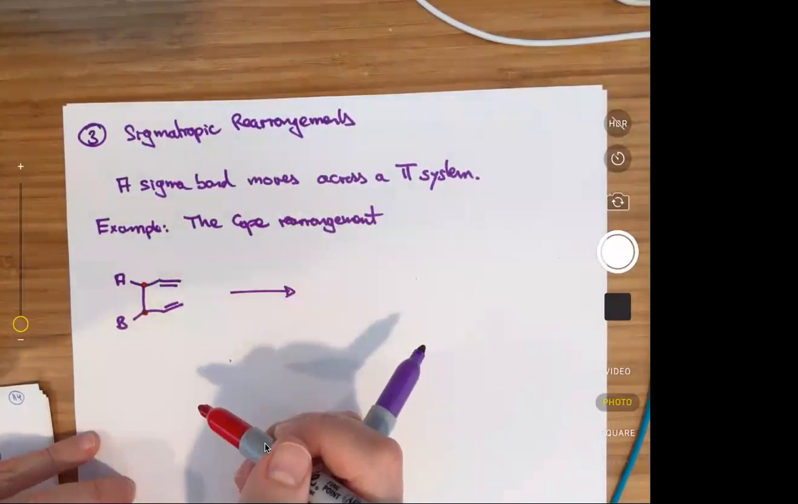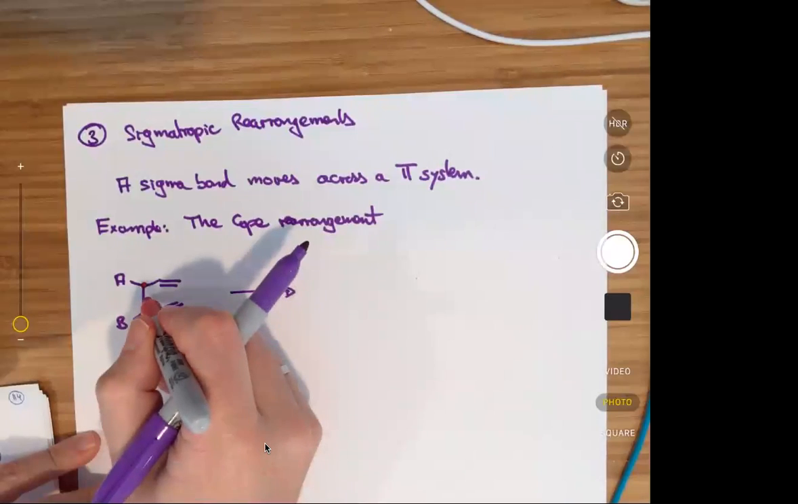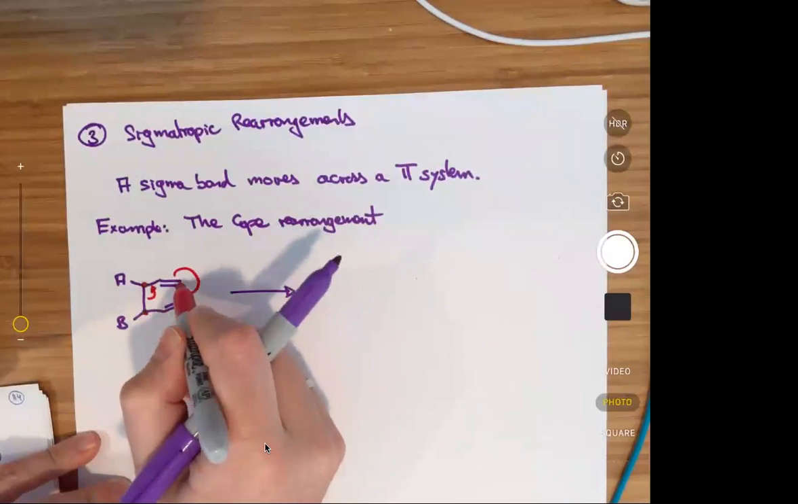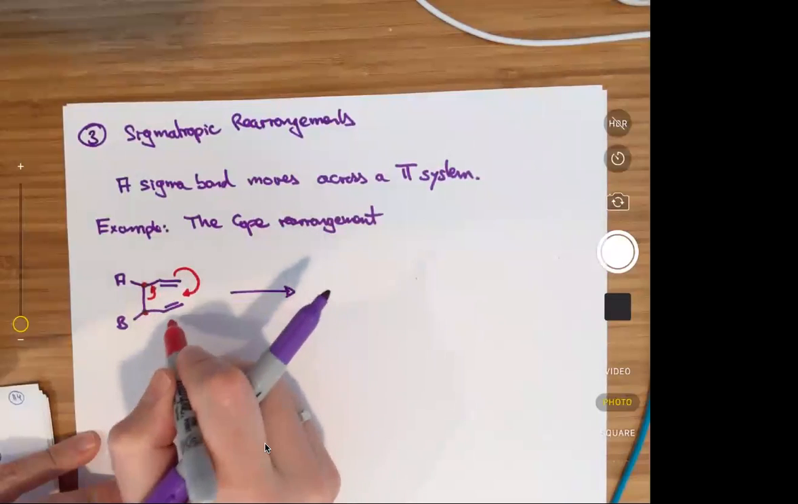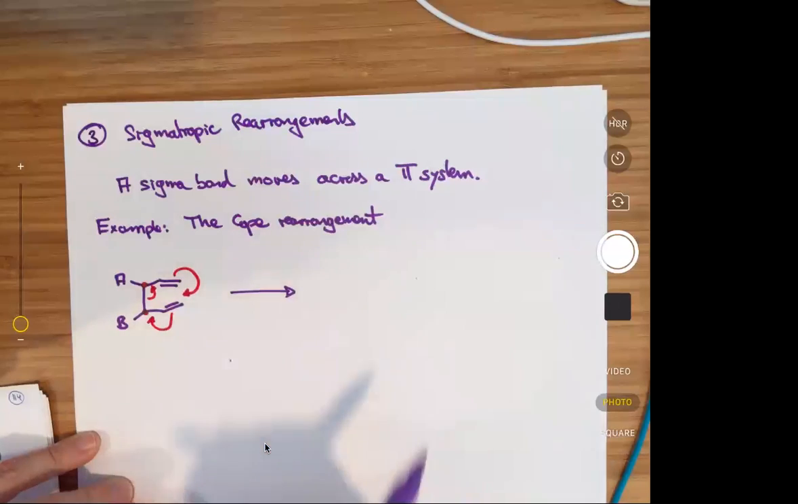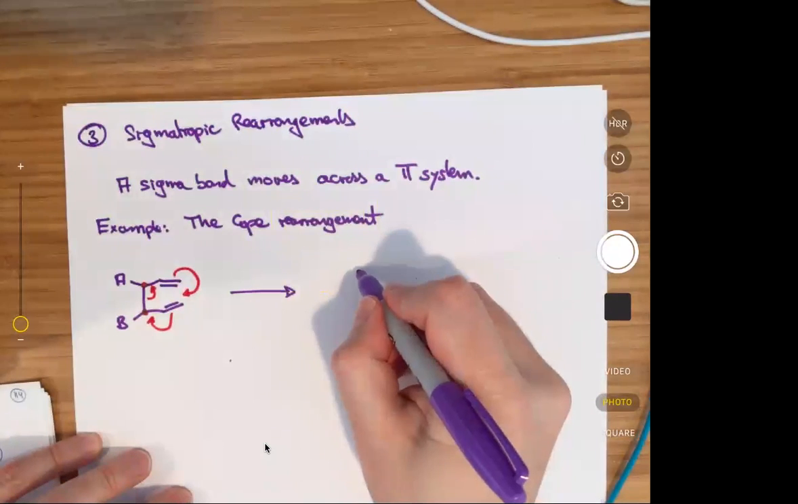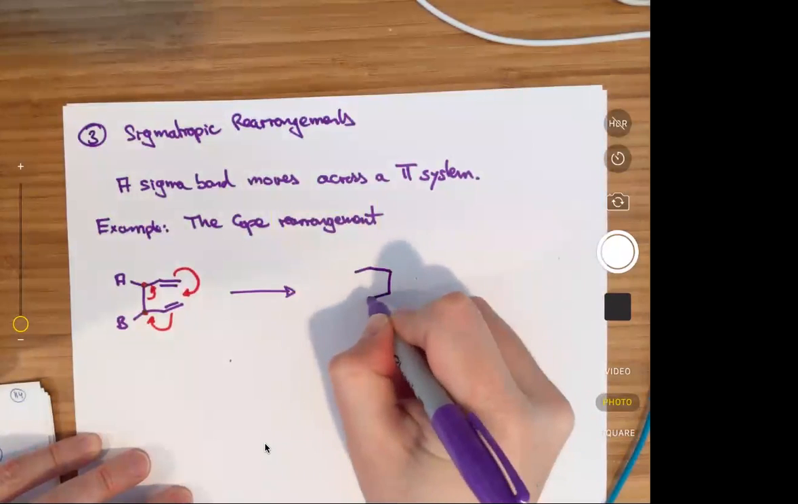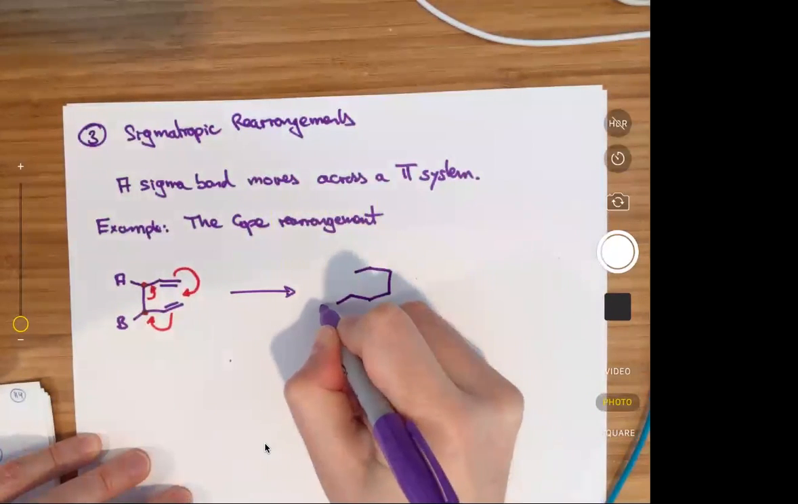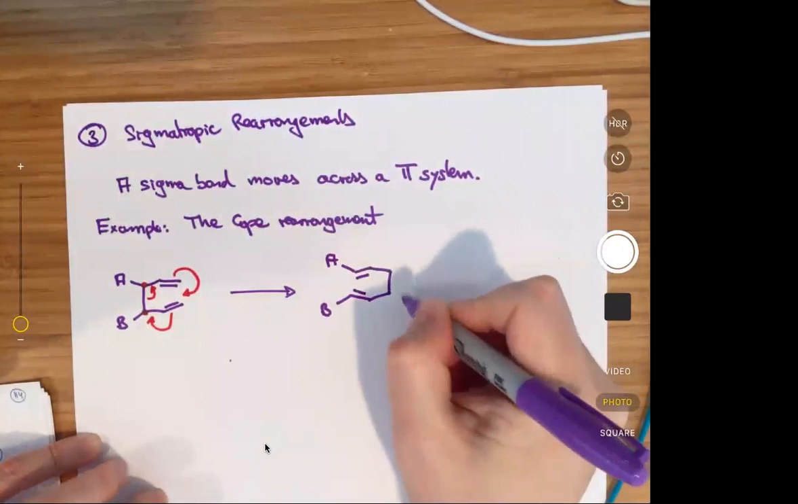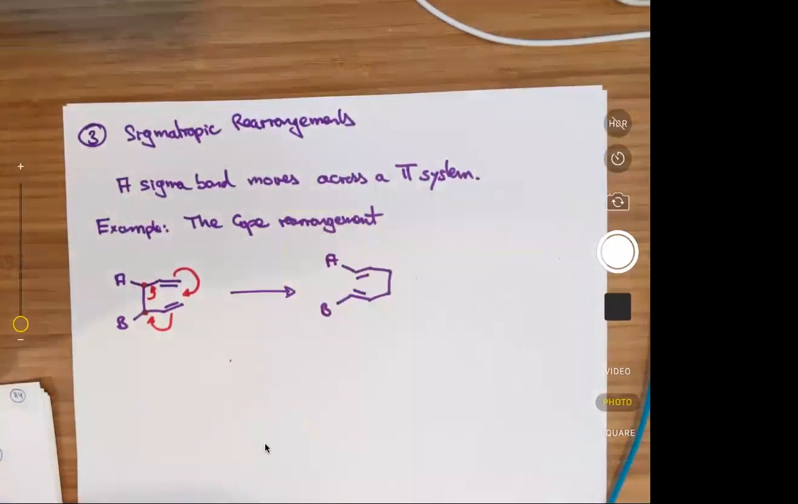So if you were to draw out the electrons in order to make this work, you could take these electrons in the sigma bond, move them over here, take these electrons and move them out to form the new sigma bond between these ends of the pi system, and take these electrons out and move them over to this side. So the product is essentially something that scrambled the position of the sigma bond to the other end of the molecule, and what you're left with now looks like this. It still has two double bonds, but the sigma bond changed position.